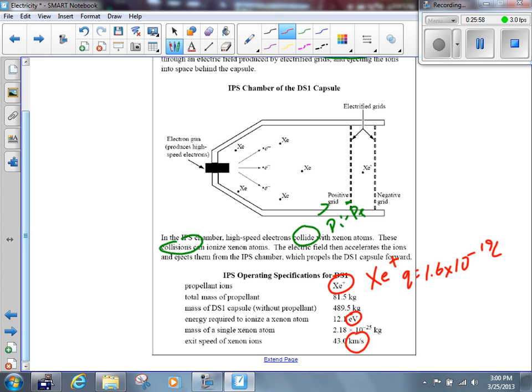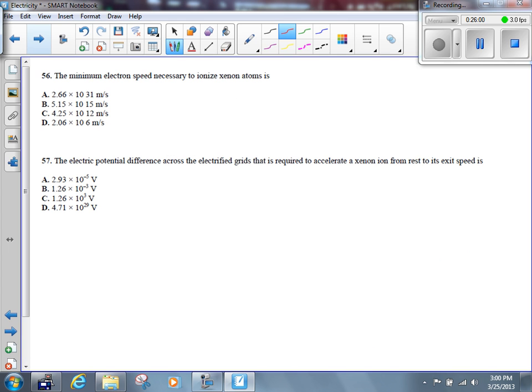Now we got to do our thing. Read the question, see what we're being asked. The minimum electron speed necessary to ionize the xenon atoms is what? I don't know about you guys, but the first thing that came to my mind when I saw this was Ei equals Ef, conservation of energy. Right? That's what I wrote down. I wrote down that that was a valid concept.